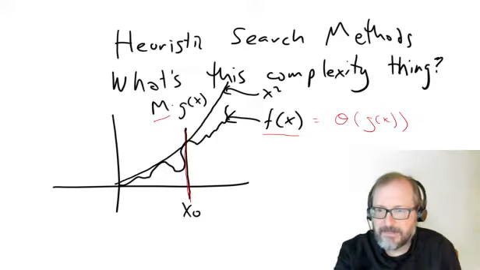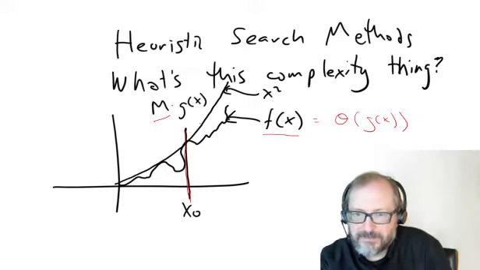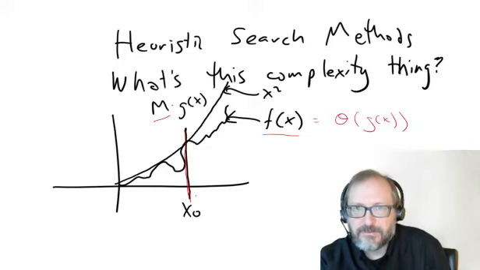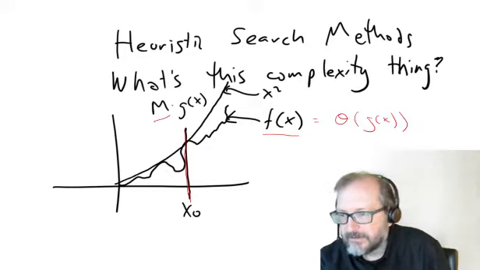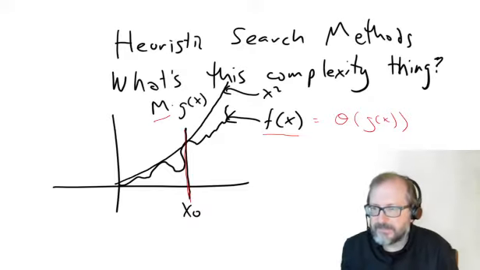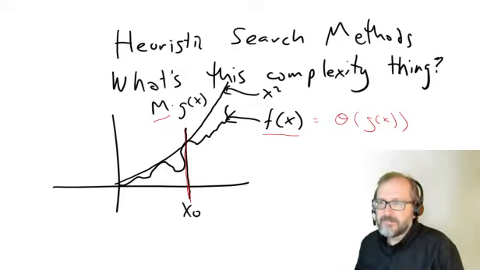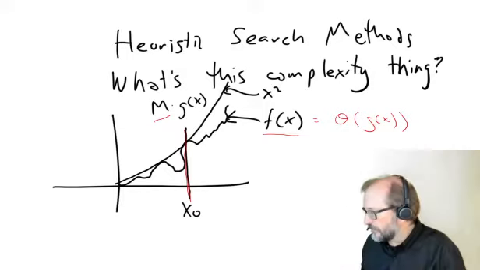So let's say that for your function f of x, you can show that x squared is always going to be greater than or equal to f of x, as long as x is greater than x naught. If that's the case, then you would say, okay, this function f of x has complexity x squared, or quadratic complexity.